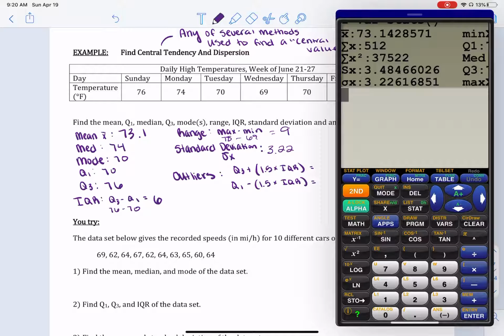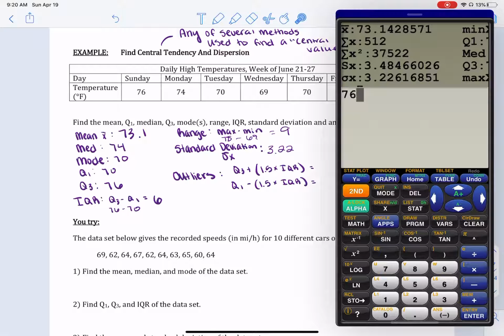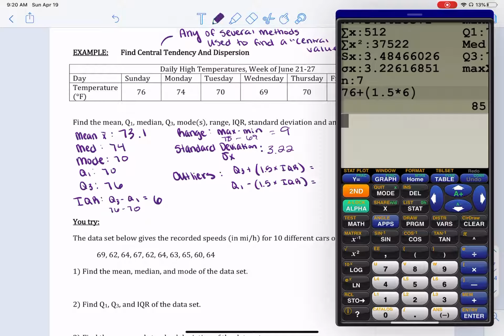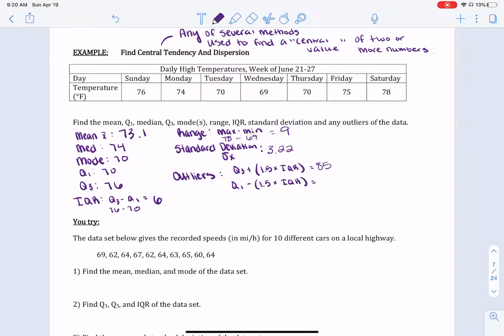Okay, so now we need to find any outliers. We've got to take our upper quartile Q3 plus 1.5 times the IQR, and Q1 minus 1.5 times the IQR. I'm just going to use my calculator for that. Our Q3 was 76 plus 1.5 times our IQR, which was 6. That gives me 85. And then Q1 was 70, and we take that minus 1.5 times the IQR, and that gives me 61. So the way we figure out if there are any outliers: are there any numbers bigger than 85? No. Are there any numbers smaller than 61? No. So that means there are no outliers.